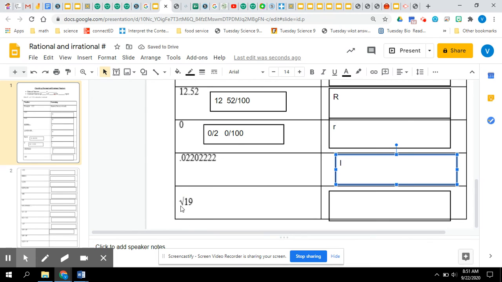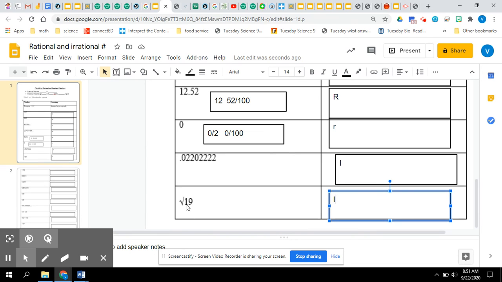And here is the square root of 19. The square root of 19. This is not a perfect square. Therefore, we can give this an irrational. Remember, the perfect squares are the square root of 4, because that would be 2 times 2, the square root of 100 would be 10 times 10. So any of the perfect squares would be rational. Any other square roots will be irrational.